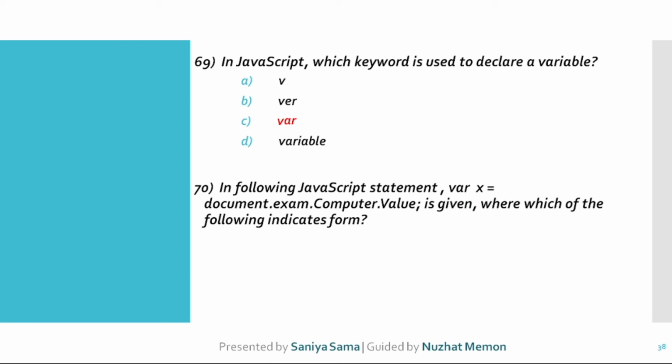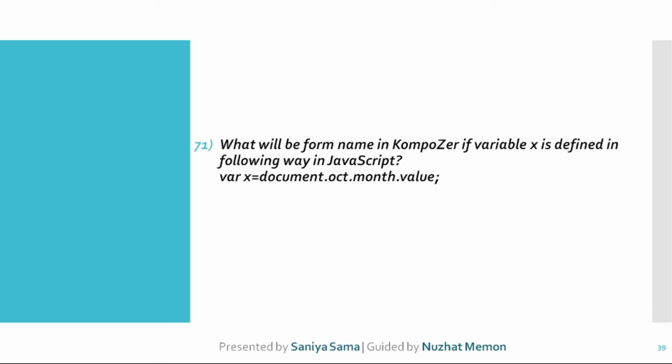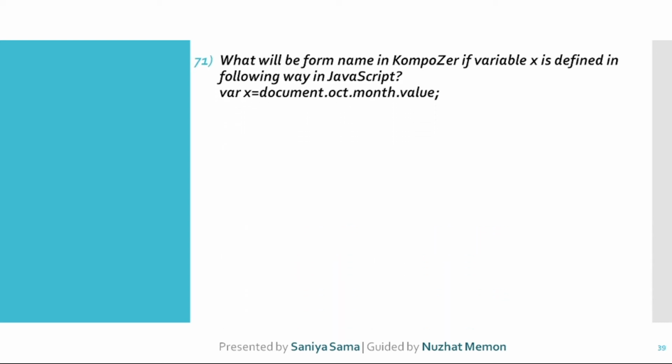70. In the following JavaScript element where x is equal to document.exam.computer.value, semicolon is given where, which of the following indicates form? Option A value, option B exam, option C computer, option D document. The answer is exam. 71. What will be the form name in KompoZer if variable x is defined in the following way in JavaScript, where x is equal to document.oct.month.value, semicolon, option A value, option B document, option C month, option D oct. The answer is oct.